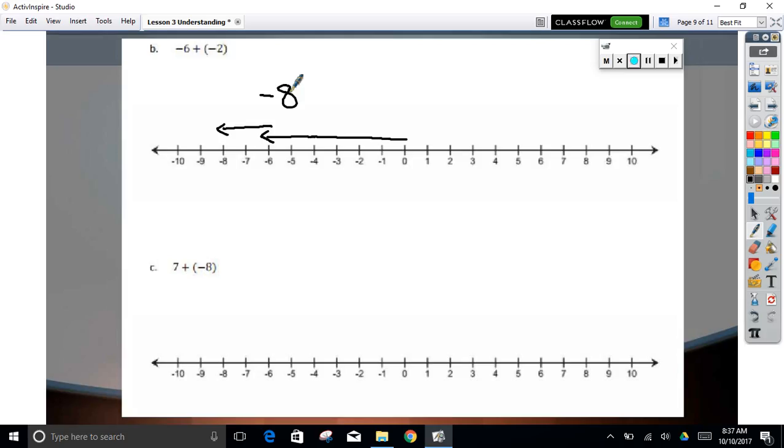Come on up, Elena. You can explain what you're doing as you're doing it. That would be great. So +7. And then plus... Okay, and why did you decide to go to the left? Because -8 is negative. Okay.